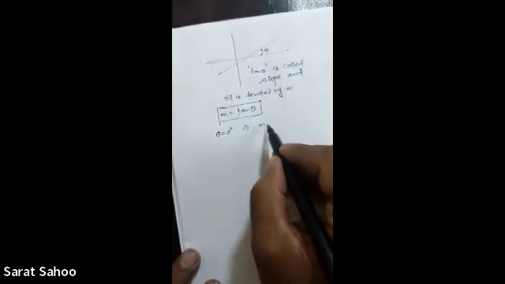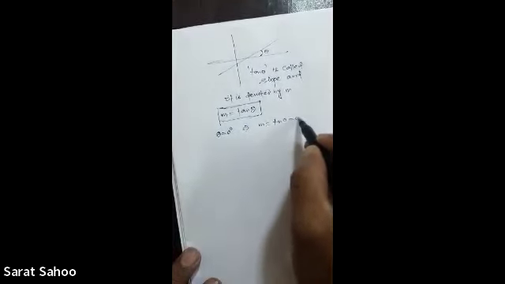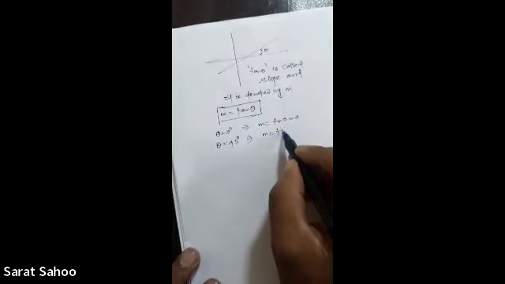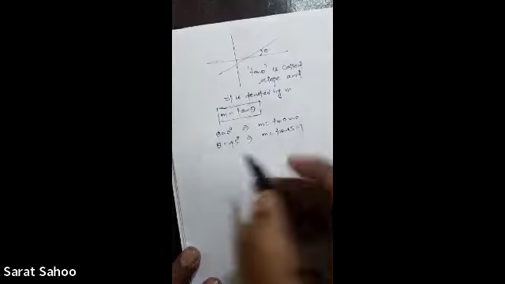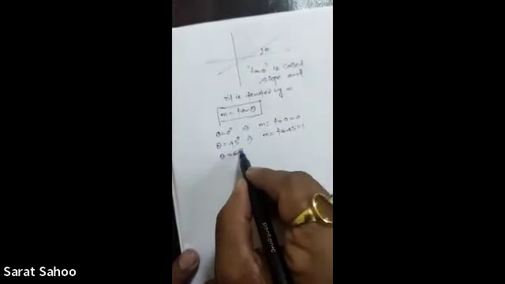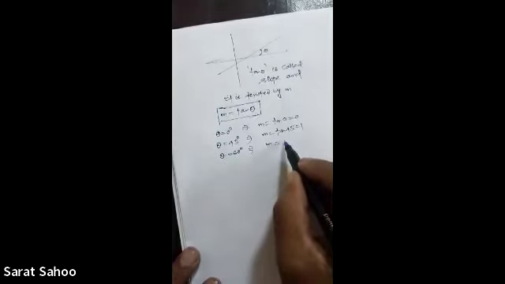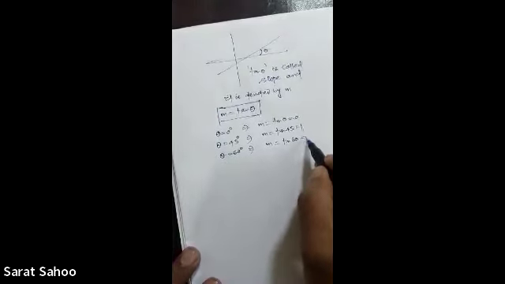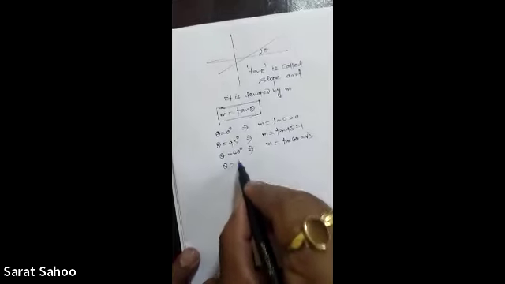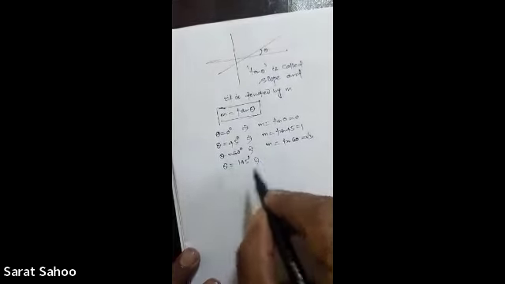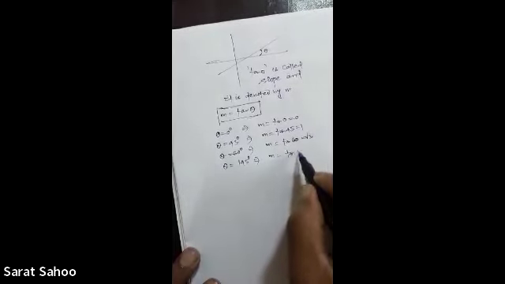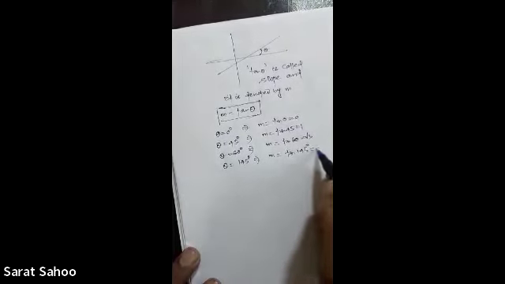If theta is equal to 0 degrees, the slope m is equal to tan 0, which is 0. Theta equal to 45 degrees, slope m is equal to tan 45, which is 1. Theta equal to 60 degrees, m is equal to tan 60, which is root 3. Theta equal to 145 degrees, slope m is equal to tan 145 degrees, that is negative 1. Okay.